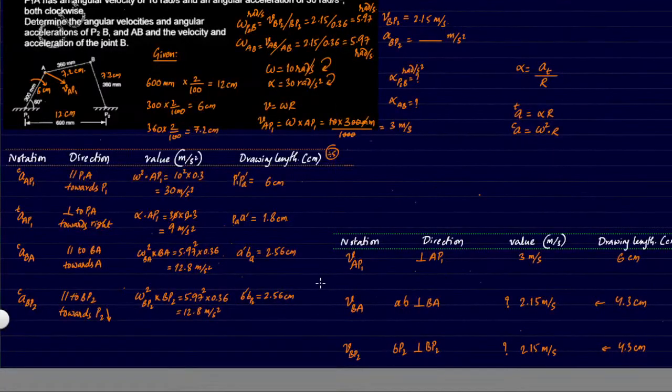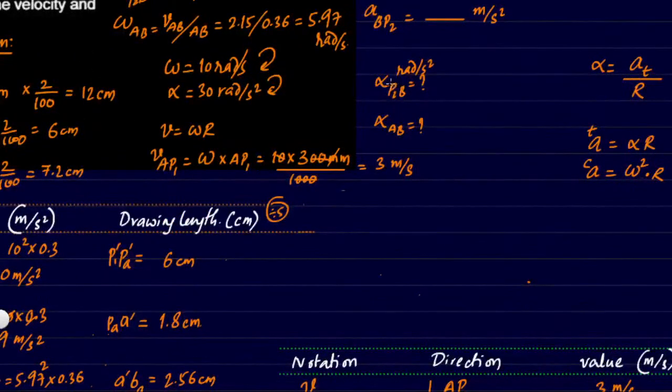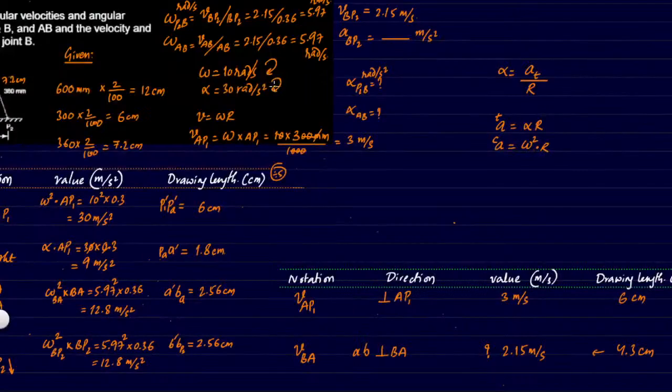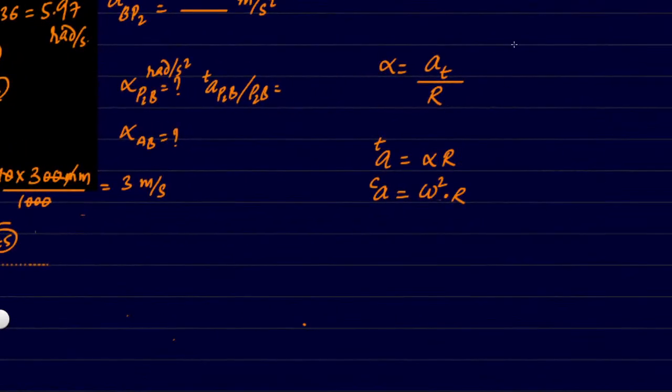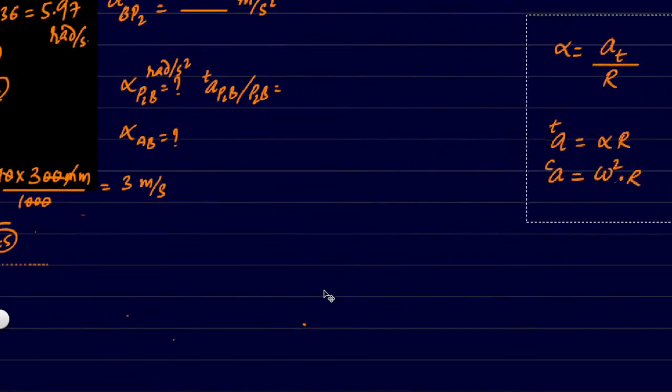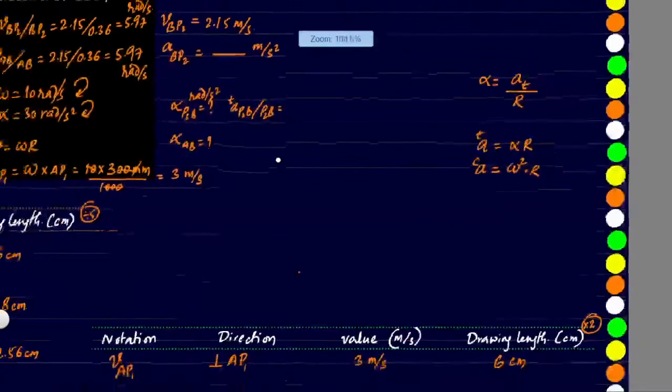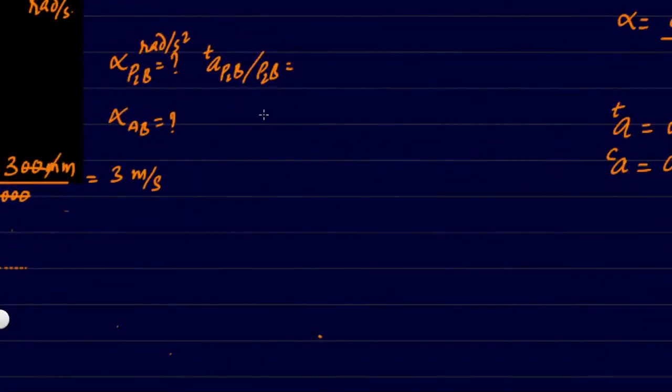Now let's turn back to what is asked in the question. So he is asking angular acceleration of P2B, and angular acceleration formula is tangential acceleration divided by the radius. So here we need tangential acceleration of P2B divided by the radius, in which case it is P2B. Okay. So this formula, let us keep it. Okay. So let us find that. The tangential acceleration of P2B.